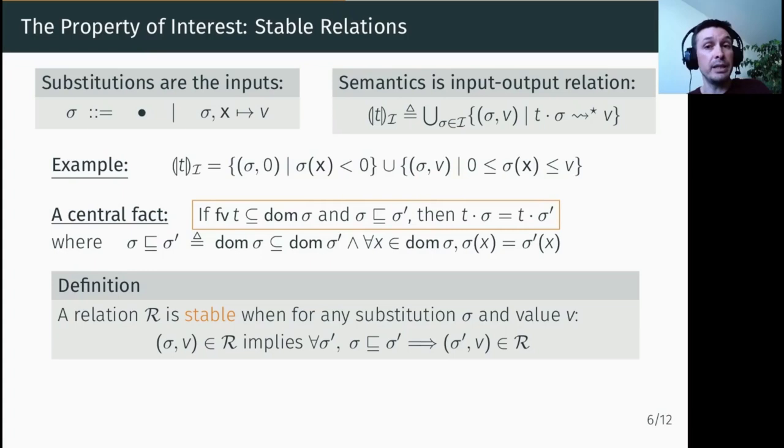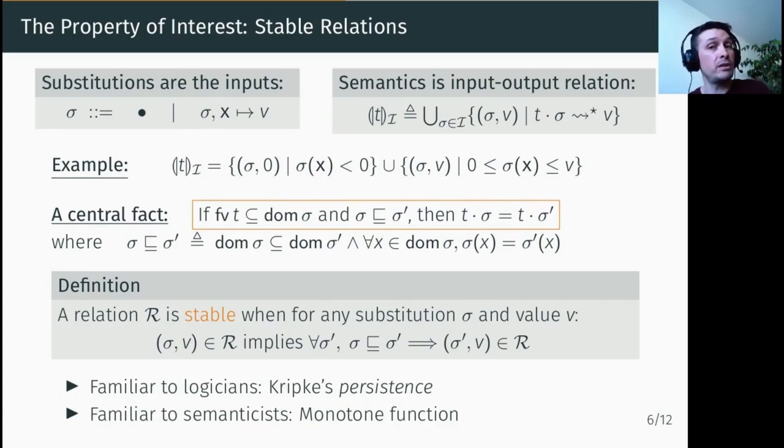A relation is stable when, if an input substitution sigma is related to some output V, then any substitution that is more defined than sigma must also be related to the same value V. This definition should not surprise the logicians among you. What we call stability is similar to the notion of persistence that is found in Kripke-style semantics. That is to say, if a property holds in some world, it must also hold in any larger world. And that definition should be no surprise to the semanticists among you either, because a stable relation is in fact a monotone function from substitutions ordered with the extension ordering to sets of values ordered with set inclusion.